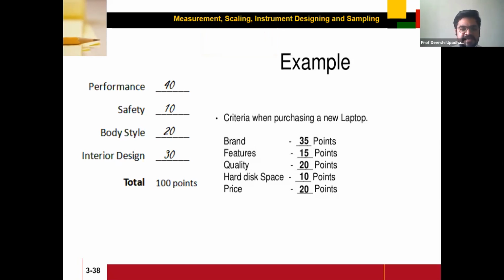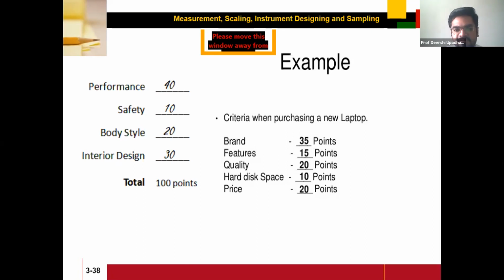For performance, I have given 40. For safety, I have given 10. For body style, I have given 20. For interior design, I have given 30. So the scoring of all these four factors adds up to 100 points. That is a constant sum score, or constant sum scale.